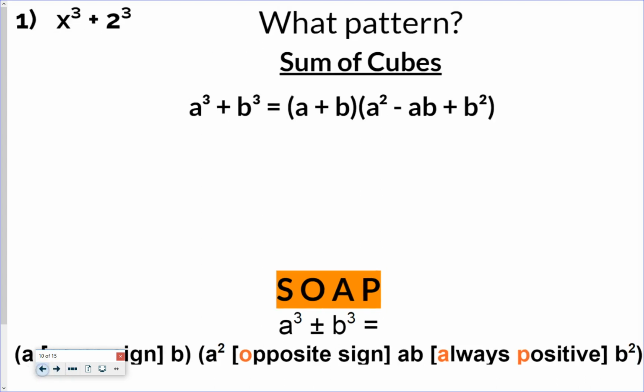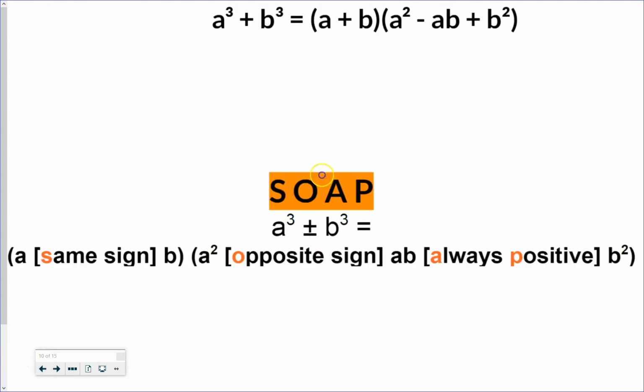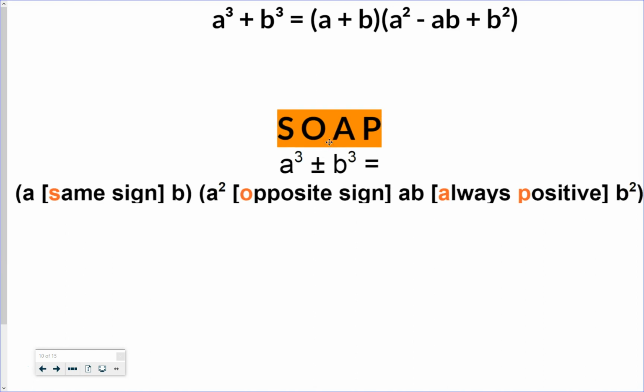I'll go back. Okay, so ignore this for right now. Look at this. This is SOAP. So it's how we set up our parentheses. We always set it up as A, same sign, B. Okay? So S is for same sign. Then our next parentheses, we always go A squared, opposite sign, A times B. That's our O. Then it's always positive B squared.